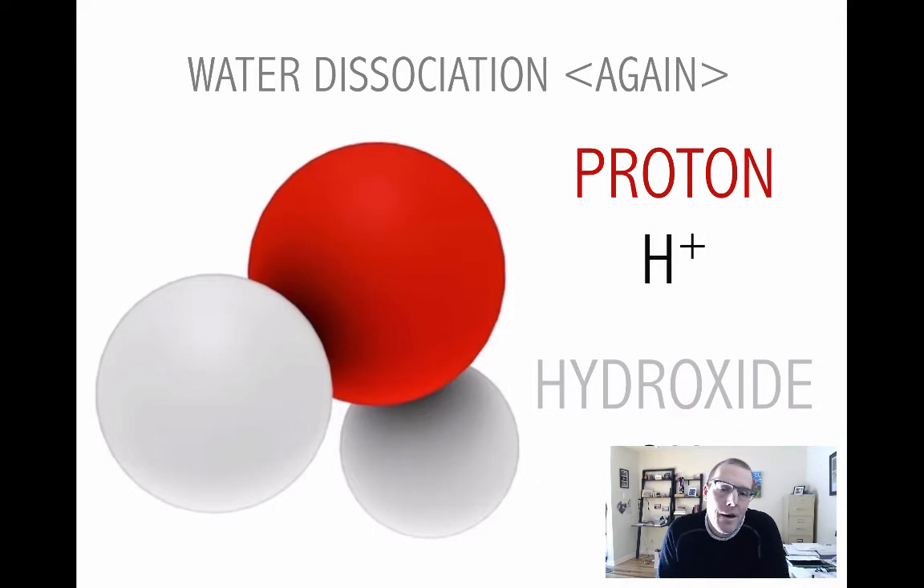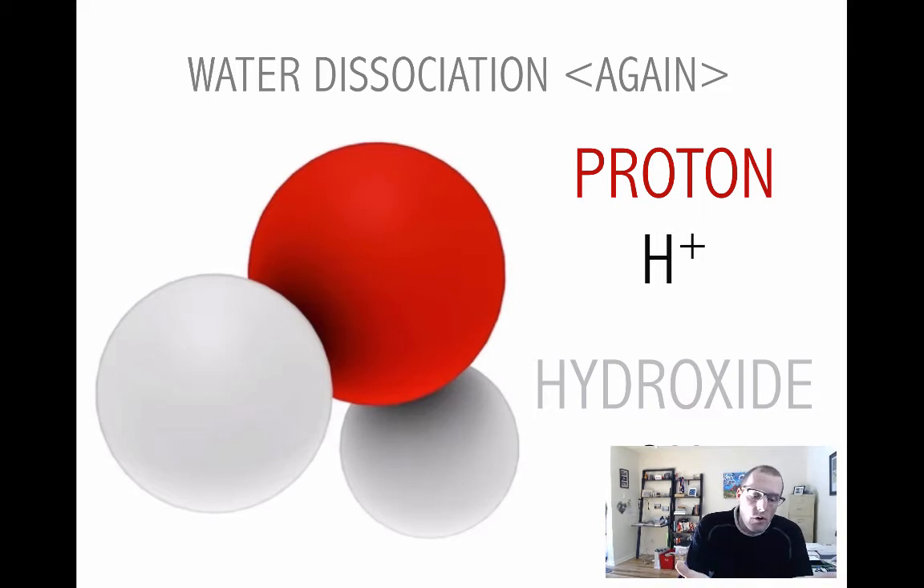So if you've got 10 to the minus 7 moles of protons, that gives you a pH of 7. We said last time that it's 10 to the minus pH. If the pH is 7, that's 10 to the minus 7. Now, the interesting thing is that you must always get one hydroxide for every single proton. So that means that in pure water, there's an equal number of protons and hydroxide ions.